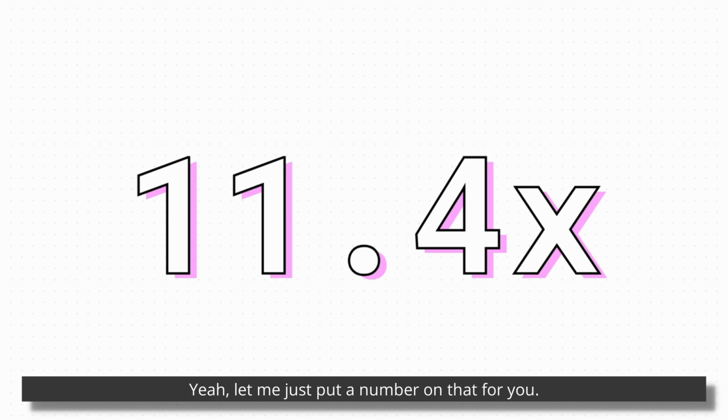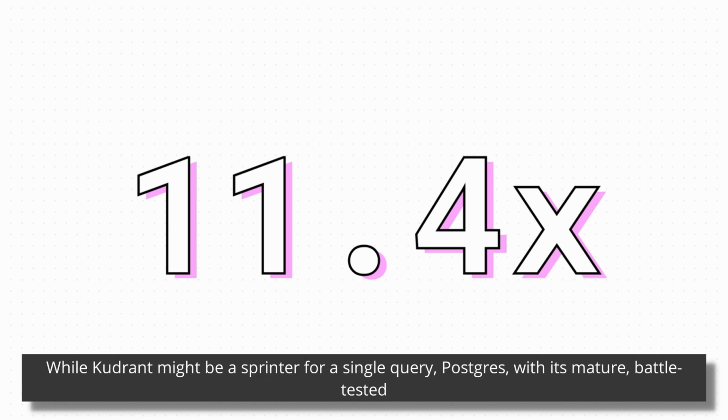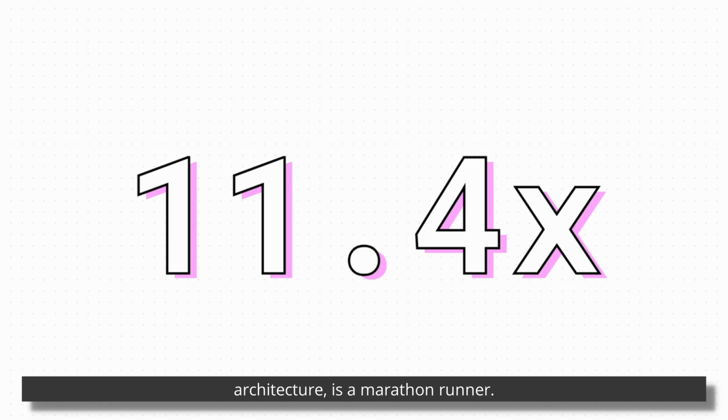Yeah, let me just put a number on that for you. That is 11.4 times higher throughput on Postgres. And this tells you something absolutely critical. While Qdrant might be a sprinter for a single query, Postgres, with its mature, battle-tested architecture, is a marathon runner. It's an absolute powerhouse when it comes to handling lots of users at once. I mean, that's what you get from decades of development.